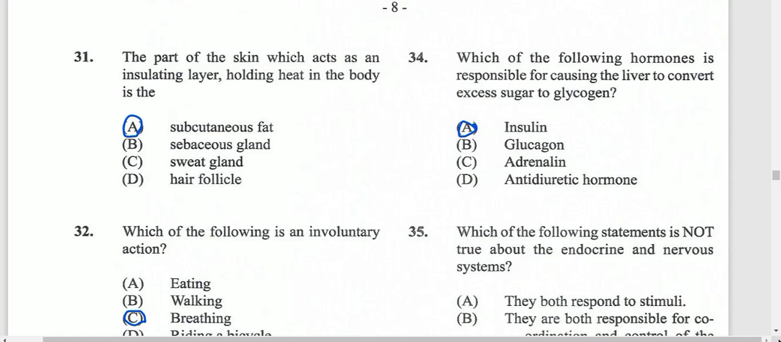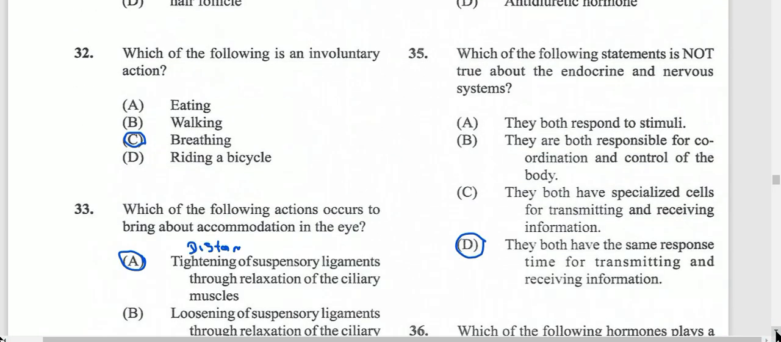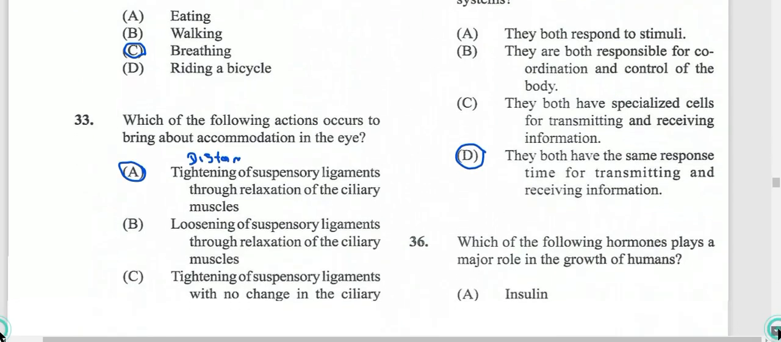35. Which of the following statements is not true about the endocrine and nervous system? All right, this is going to be a wonderful one, and this is a question that has been repeated a number of times. Our answer for 35 is going to be D. They both have the same response time for transmitting and receiving information. The operative word here is going to be not. All right, so pay attention to that. In your exam, you want to ensure that you underline these words that really make a difference. Of course, once you have gone over the question and look back, you'd say, wow, this is what is expected. So for 35, it's going to be D.